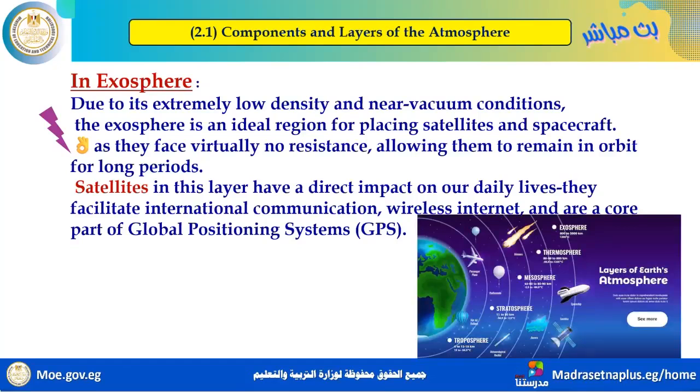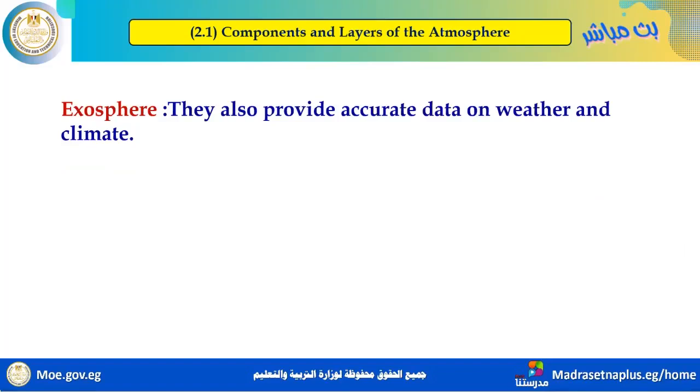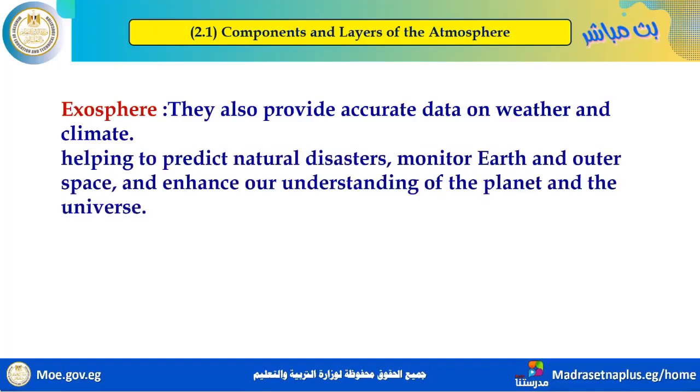Satellites exist in the exosphere. The exosphere also provides accurate data on the weather and the climate. In this layer we place satellites, so they can tell us about the weather and the climate, helping to predict natural disasters, monitor the Earth's outer space, and enhance our understanding of the planet and the universe.